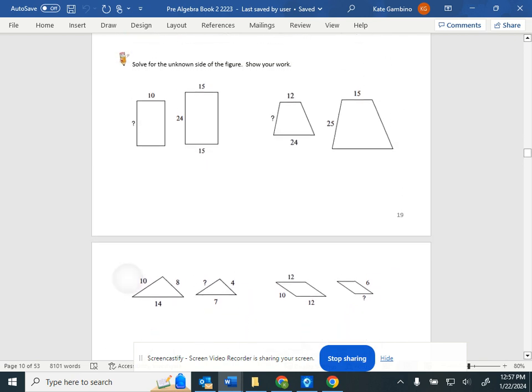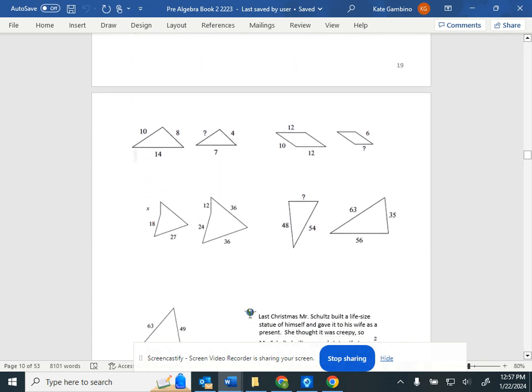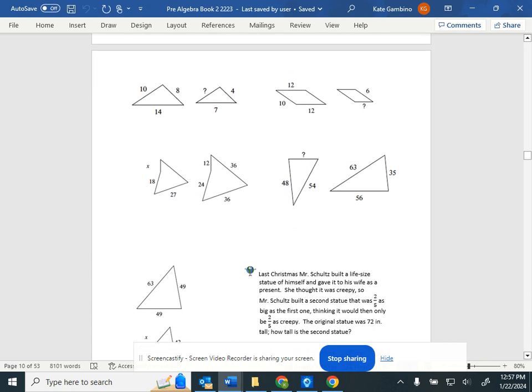So our directions, same direction. Solve for the unknown side of the figure. Show your work. So I want you to use the method. You're going to do the decimals to check it at the end. Use the method and line it up. Make sure you're lining up your numbers correctly. Long over long, short over short. Make sure that we're understanding how to line them up.